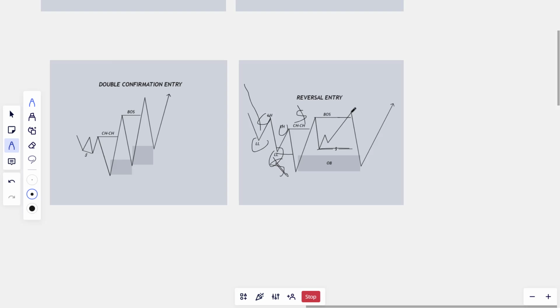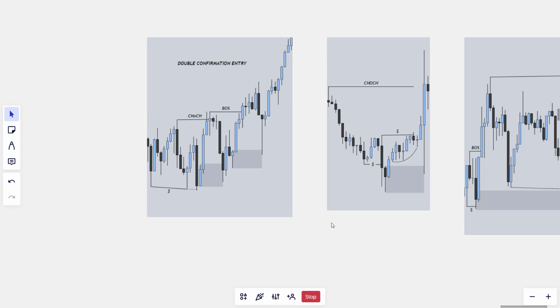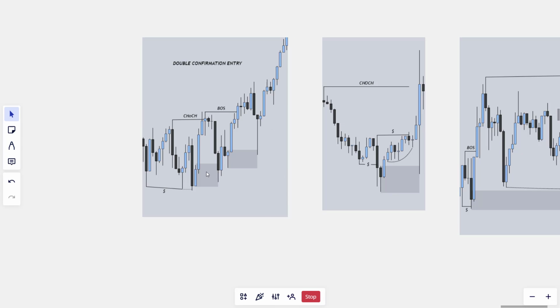And then from that break of structure, price purged through it all, tapped into our order block or a point of interest that we have, to then go back to higher prices. This is our reversal entry. And then right here are just some simple entries that we have on the live charts.